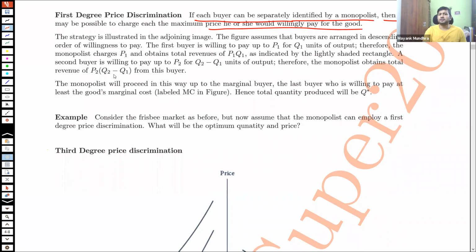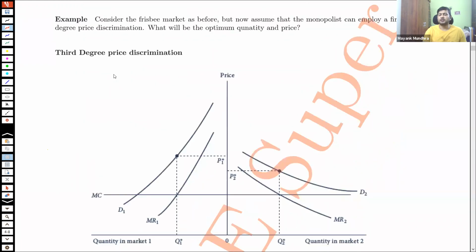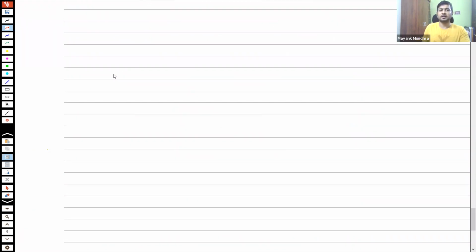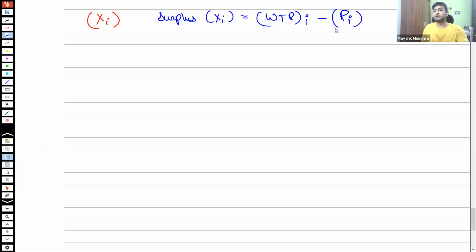In first degree price discrimination, the entire consumer surplus is absorbed. What is the consumer surplus for any consumer i? Consider any consumer, let's say Xi. The surplus of Xi is basically the paying capacity of this consumer, which is his willingness to pay for customer i, minus the actual price that he pays, Pi.